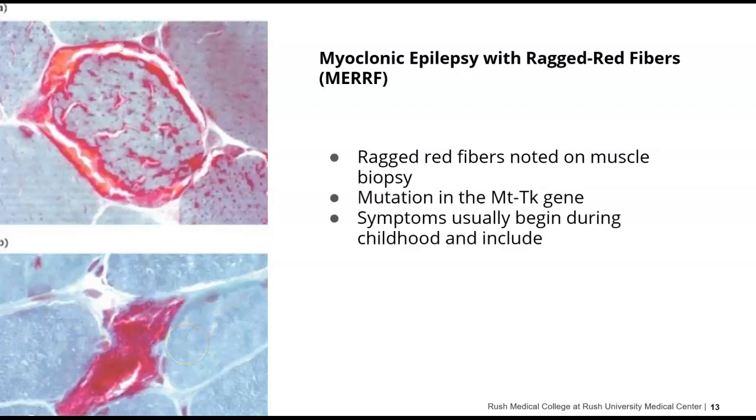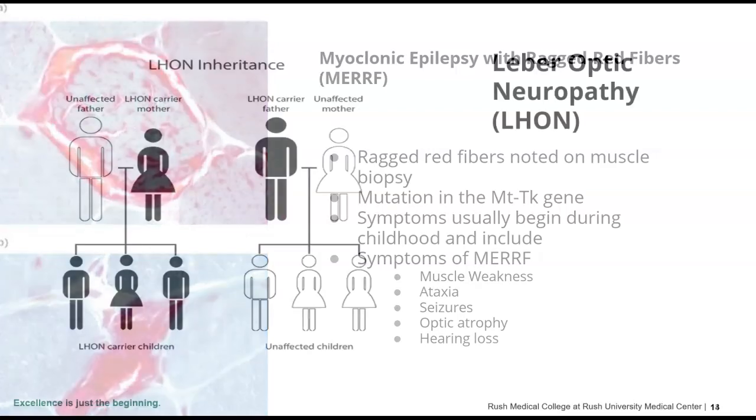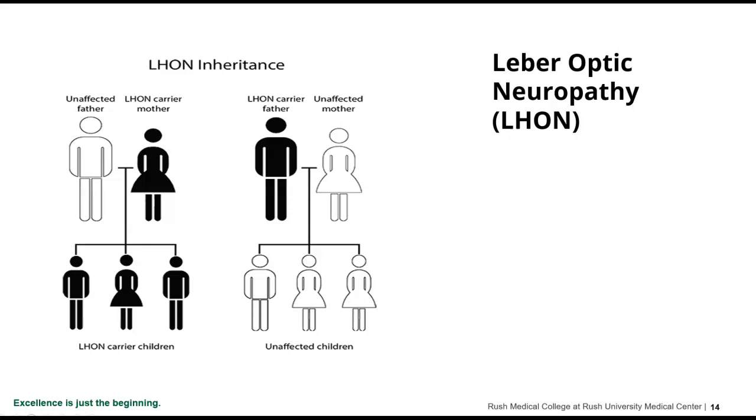It's caused by the mitochondrial TK gene. Symptoms usually begin during childhood and are very similar, including muscle weakness, ataxia, seizures, optic atrophy, and hearing loss. And so Leber, the reason I like to talk about Leber is this is the one. Most MELAS and MERRF patients do not survive to reproduce.